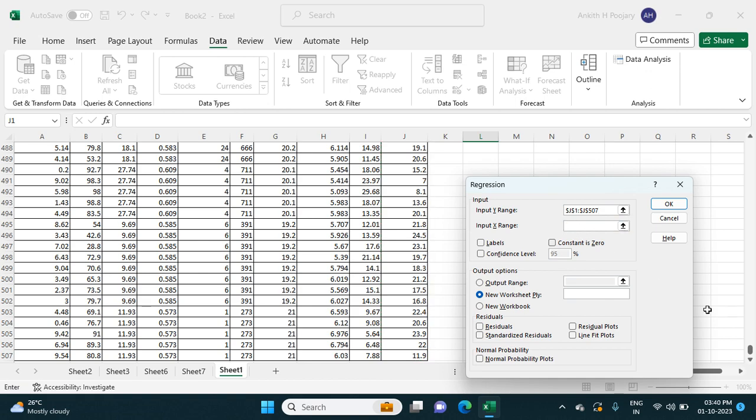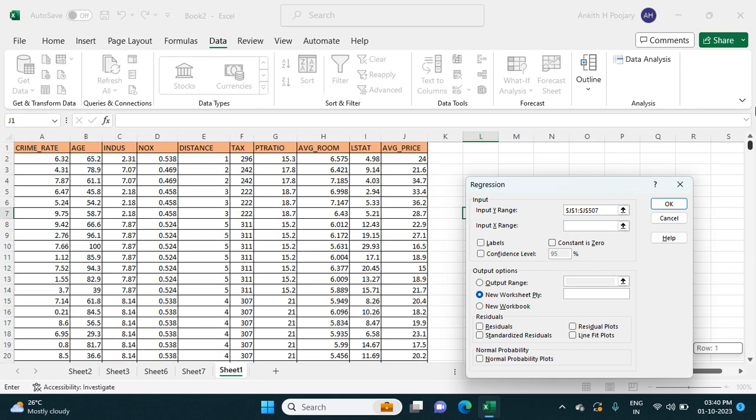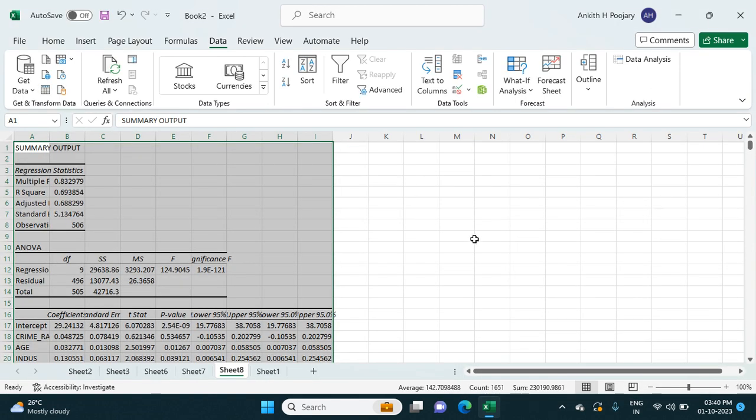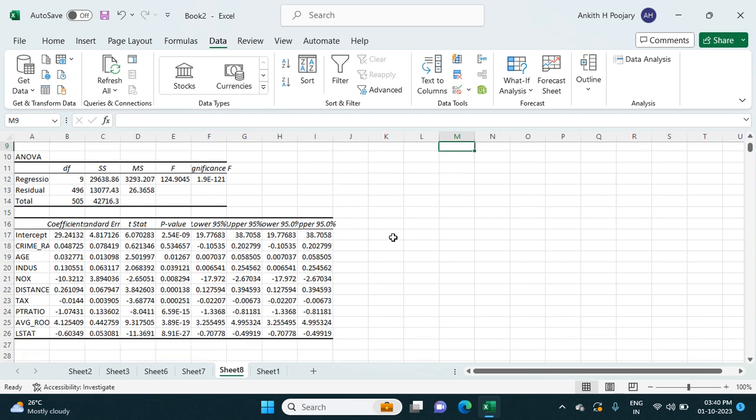Then it will ask for the x variables. X variables means all the independent variables. I will select crime rate to lower status, LSTAT, Control Shift, select all the cells. So my dependent and independent variables are selected. I will select yes, I have the label in the first row. Then you can choose the residuals. I will explain what that is. Then I hit OK. So it will give the regression table.